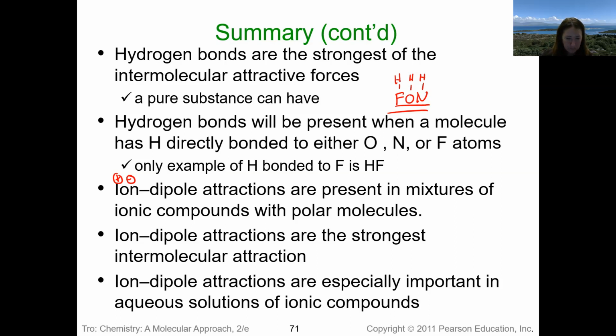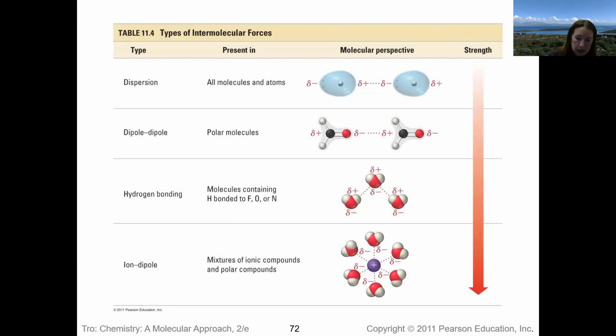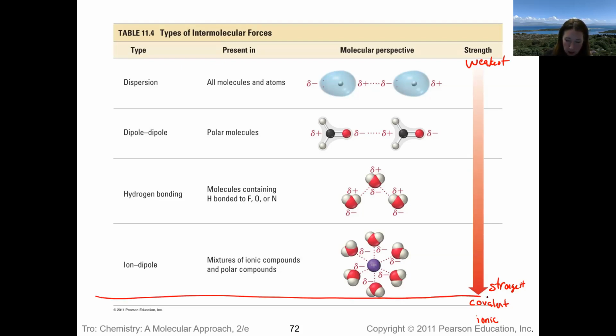Okay, so let's put these in order so you can kind of see this. So here's the weakest, and here's the strongest. Now, if we were going to add all types of bonding here, our next one would be covalent bonding, because they're sharing electrons, and then ionic, right? And there's a big line here, because even these are like 5% of these, right? So these are so much stronger. So this is actual bonding.